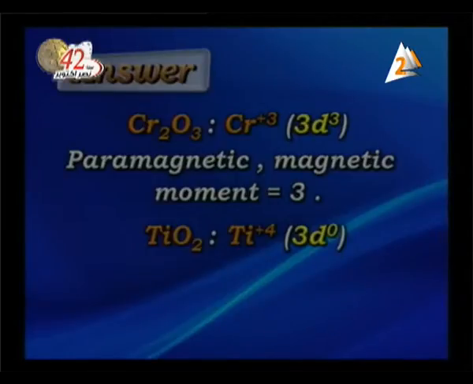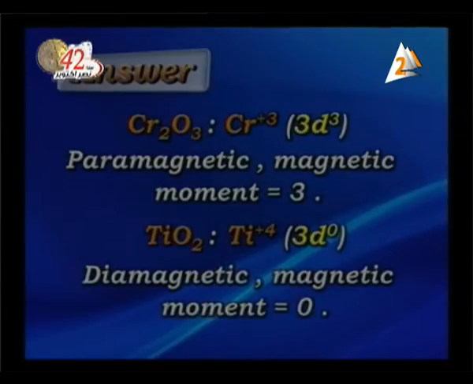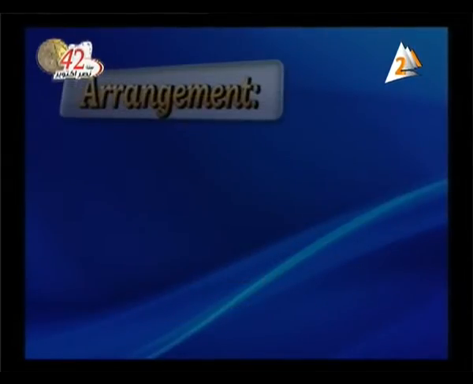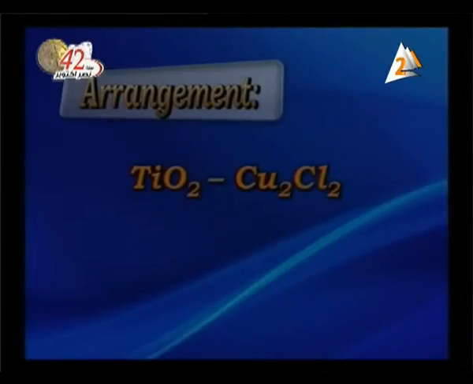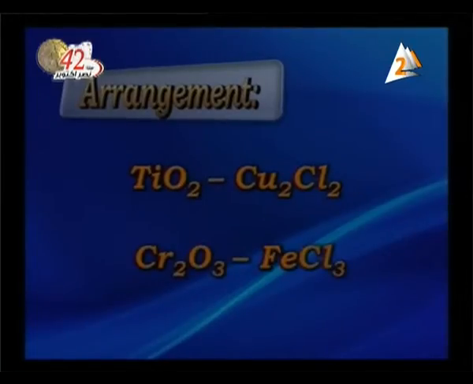And in titanium 4 oxide, the titanium positive 4 ion has 0 electrons in the d sublevel, as the electronic configuration is 4s0, 3d0. So it has no unpaired electrons, so it is diamagnetic and the magnetic moment equals 0. So their arrangement in ascending order: titanium 4 oxide, copper 1 chloride, chromium oxide, and iron 3 chloride.